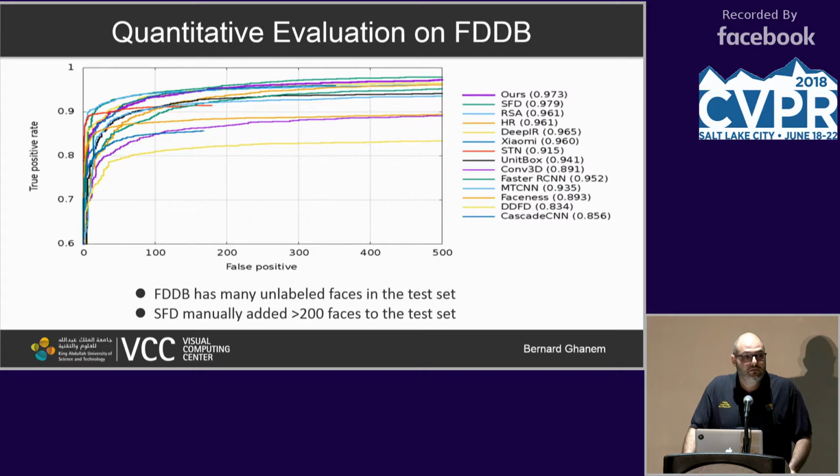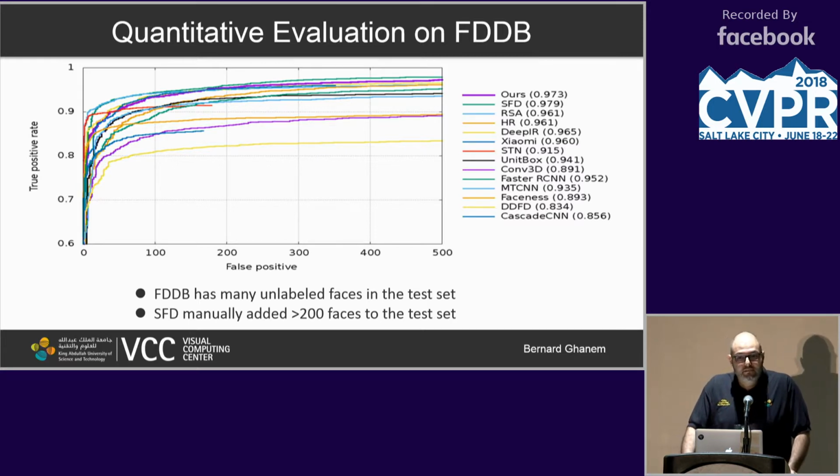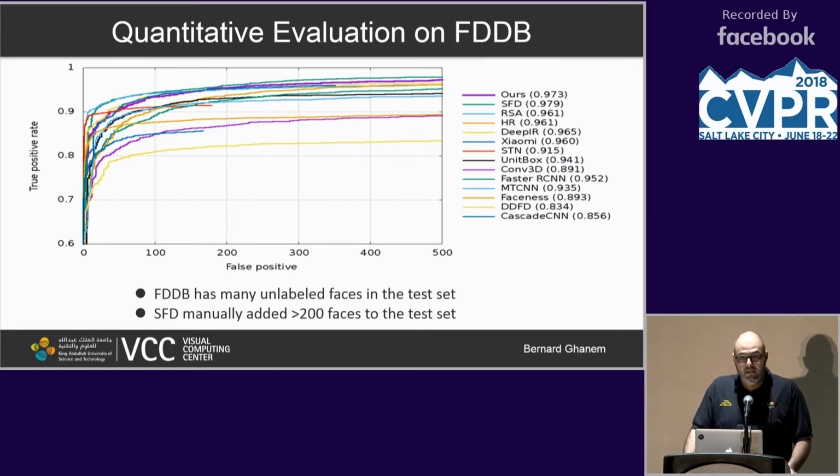To follow convention, we also compared against the smaller, more traditional FDDB dataset. We ranked second there as compared to SFD. I want to note here that the FDDB dataset has a lot of unlabeled faces in the test set. So even though you actually detect correct faces, you could get penalized because they weren't manually annotated. In the SFD paper, they manually annotated 200 missing faces in the test set and added them to the evaluation, while we just reported results on the original dataset. If we had access to those manually added annotations, we would have gotten better results.